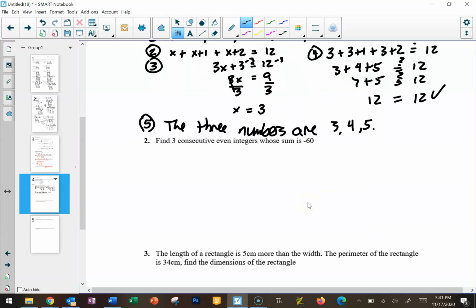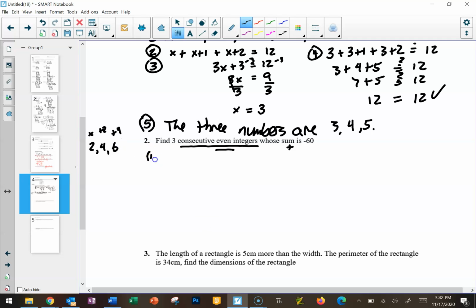All right, more. 3 consecutive even integers. This is the important word here, even, whose sum, so that's plus, is negative 60. Now if we think about even numbers, let's just use an example over here. 3 consecutive even numbers would be something like 2, 4, and 6. So if we consider the x to be 2, then how do we get from 2 to 4? Well, we have to do x plus 2 to get to the 4, and then x plus 4 to get to the 6, right? If x is 2, 2 plus 2 is 4, and then 2 plus 4 is 6.